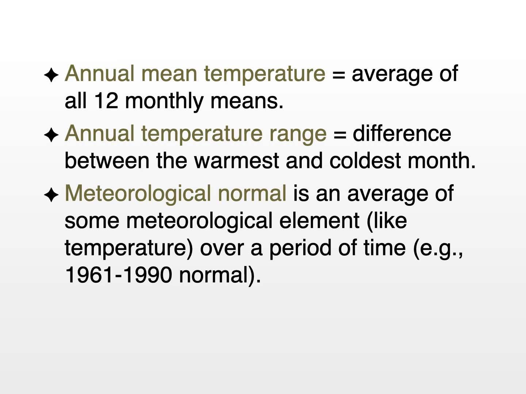In 2021, we'll use the temperature normal from 1991 to 2020. For this year, for 2020, we use, for comparison purposes, a normal 30-year period from 1981 to 2010.